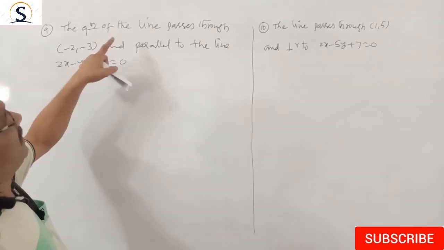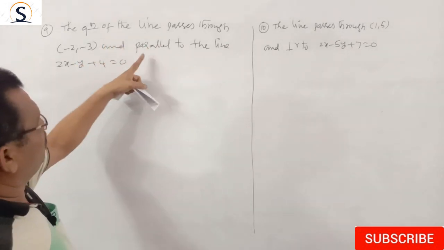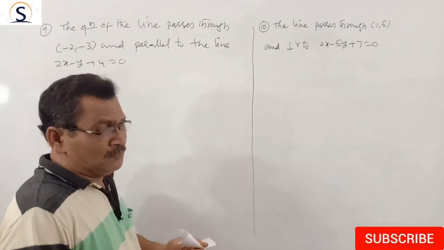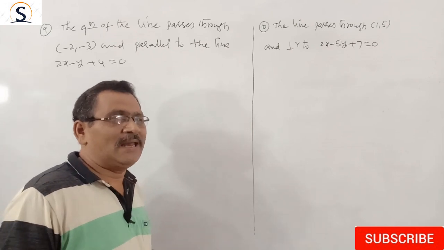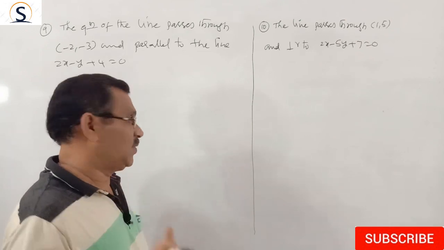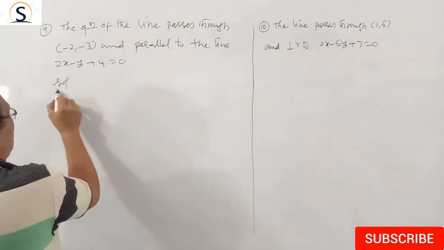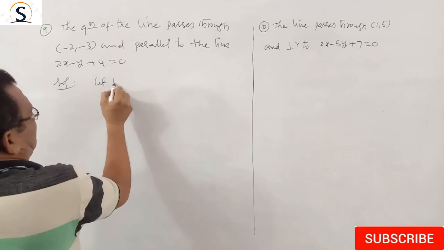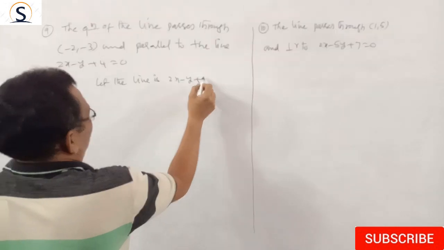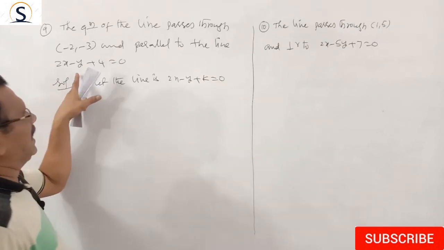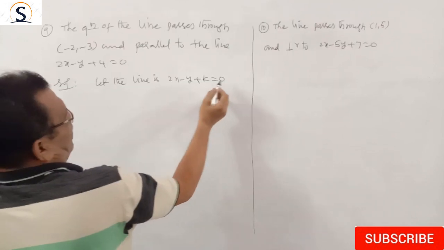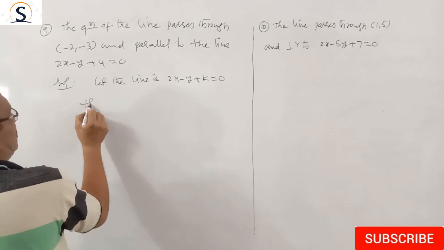The equation of the line passes through the point and parallel to the line 2x minus y plus 4 is equal to 0. In formulas we have discussed, line parallel to ax plus by plus c is equal to 0 is ax plus by plus k is equal to 0. Now, let the line is 2x minus y plus k is equal to 0. I told you these two lines differ in constant only, okay, 2x minus y plus k is equal to 0.